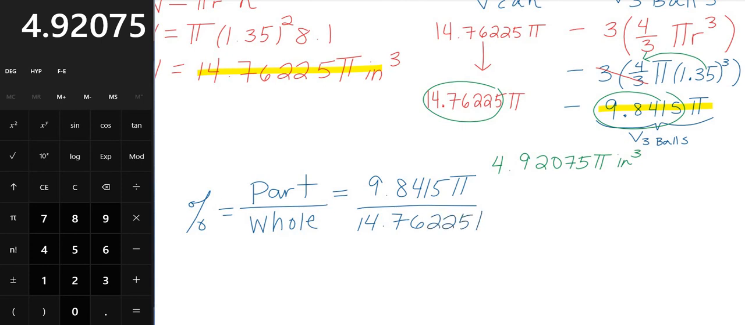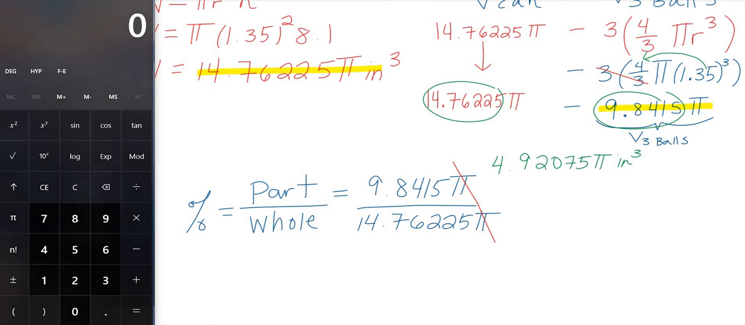76225 pi. Okay, so now we just need to divide. Remember that these pi's will cancel out, so you don't even have to multiply in the pi's. Just work with the two numbers, the two coefficients to the pi's. Go to your calculator.